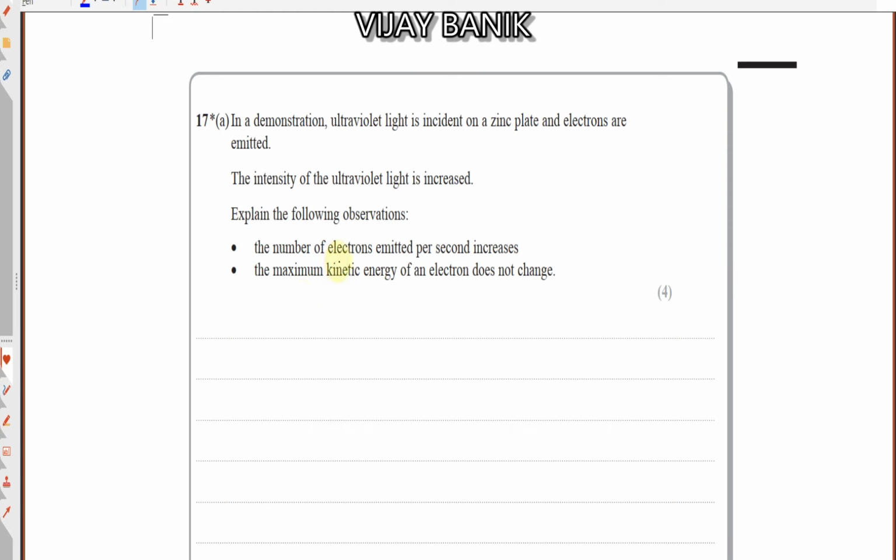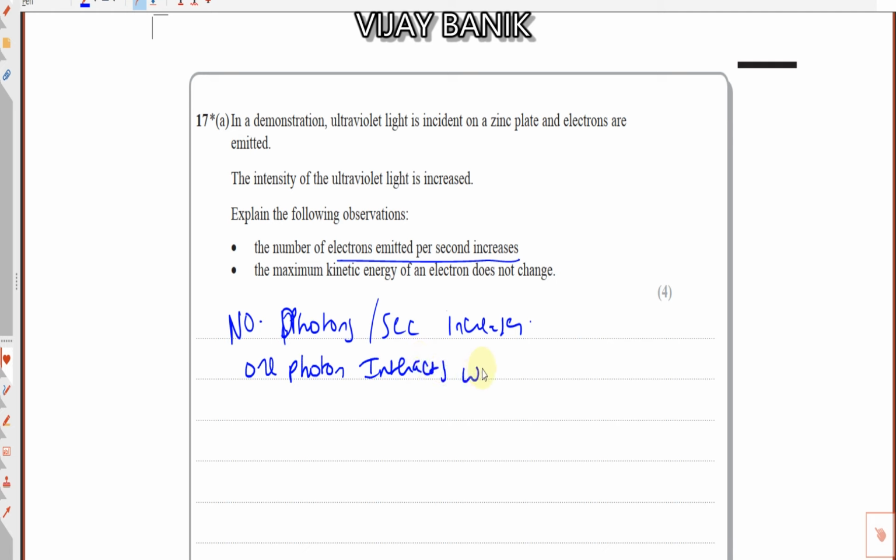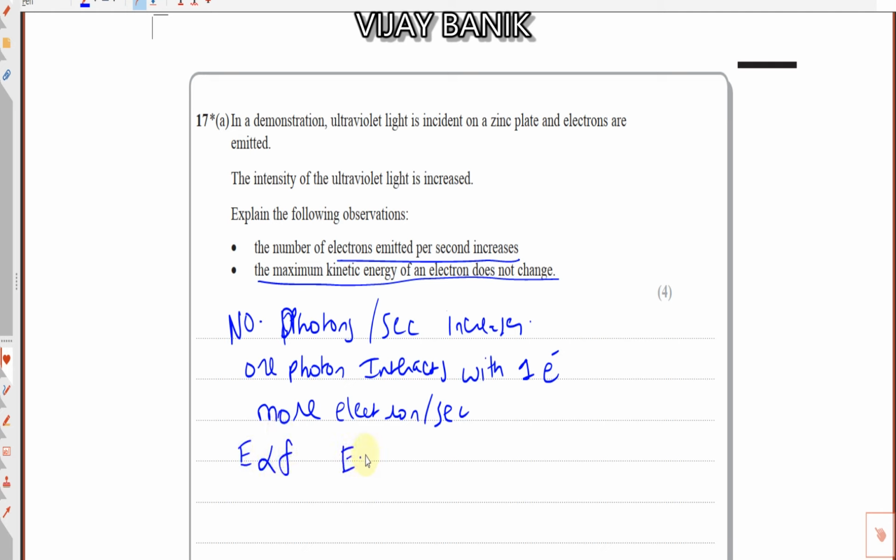So they said these are the observations. The number of photoelectrons emitted per second increases. Why? Because the number of photons per second increases, and each one photon interacts with one electron. Therefore more photons, more electrons per second get emitted. Now, the maximum kinetic energy of the electron does not change. You have to say energy is directly proportional to frequency. You have to write this formula, E is equal to hf. Energy is directly proportional to frequency, so the frequency is constant over here. The frequency is constant, therefore energy is also constant. So the kinetic energy of the electron does not change.